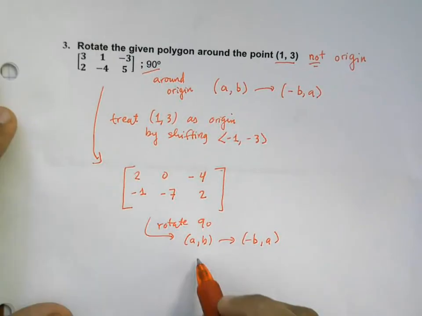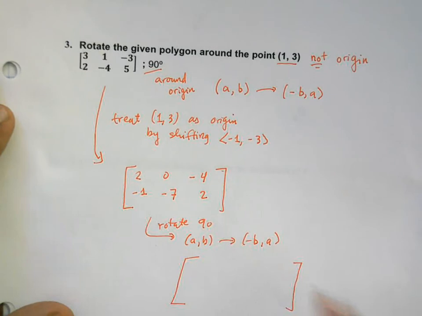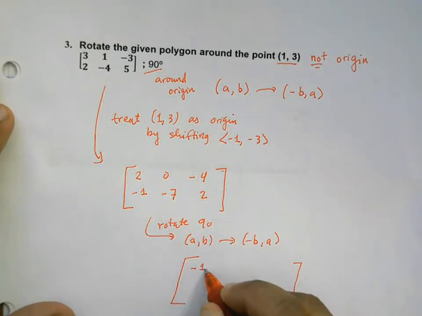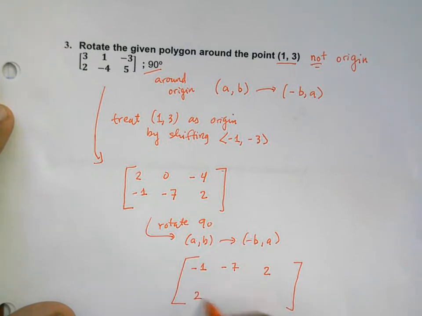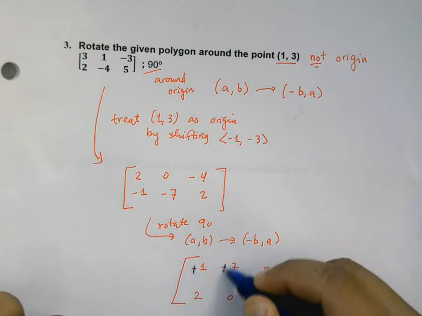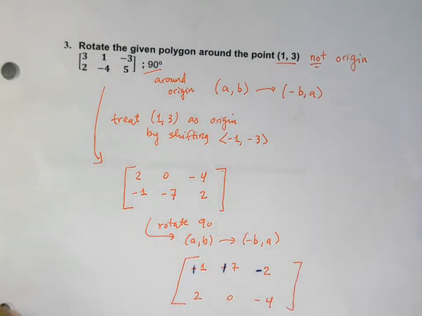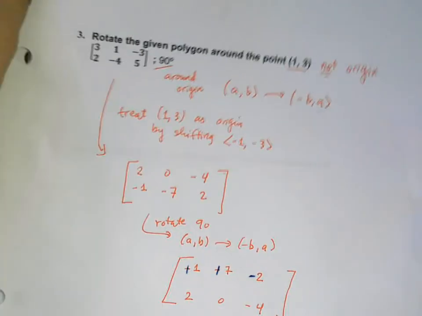Okay. And remember, the rule here is pretty straightforward. We swap the top and the bottom rows, in other words, swap the x and the y values. So I get negative 1, negative 7, positive 2, 2, 0, negative 4. And then we multiply the top row by negative 1, so all the negatives become positives, and this becomes a negative. And I'll show you how this lines up here on my graph.